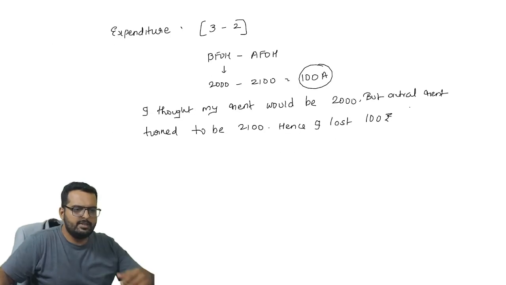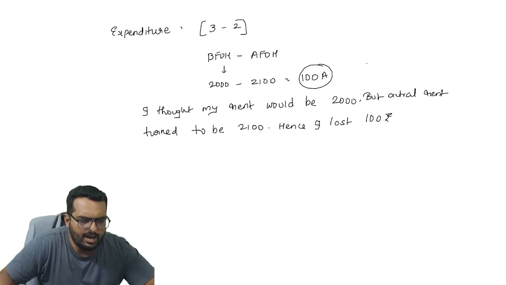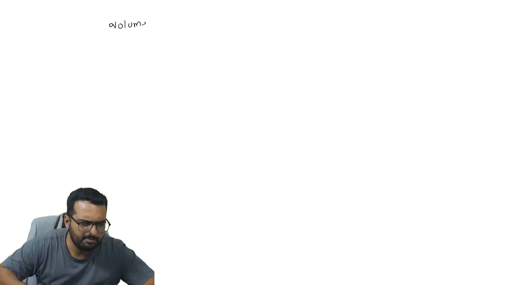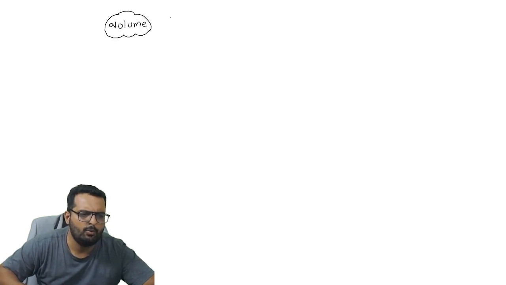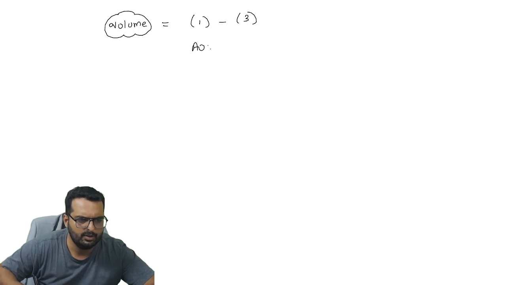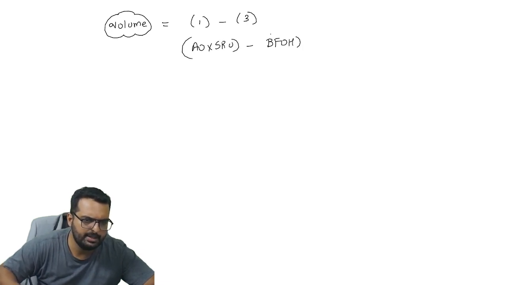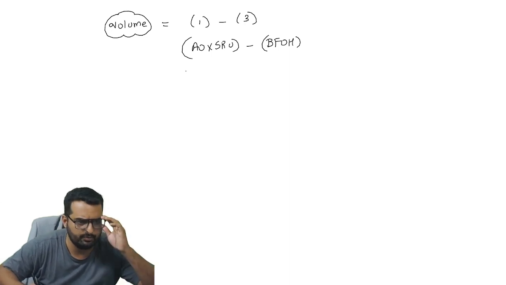I believe everybody is done with this part. Now the last one is volume variance. Remaining and all, friends, just learn the formula by heart and you can do it. What is the formula for volume variance? It is 1 minus 3. So AO into SRU minus what? BFOH. So here I'll tell you the formula, friends.